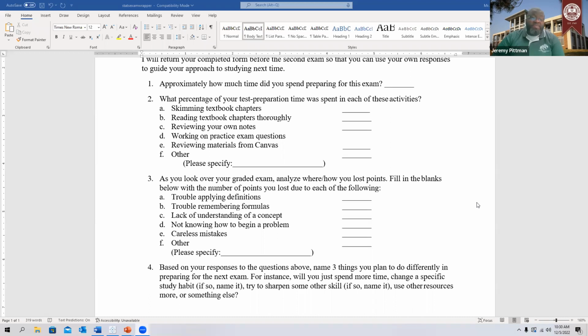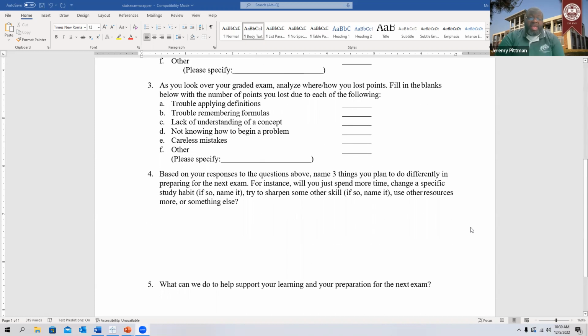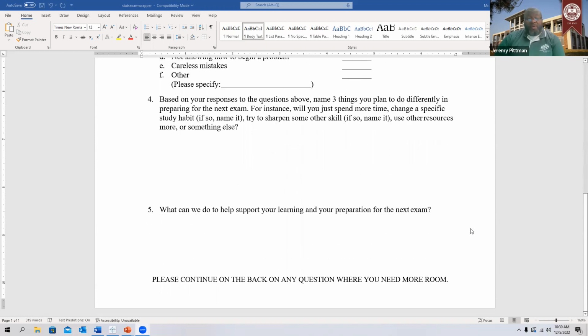But I do have students that say, hey, Mr. Pittman, I really don't know how to begin a problem. But once they get kick-started trying to solve a problem, then they end up being pretty good. And then question number 4 just simply says, hey, tell me those 3 things that you plan to do different on your next test. So there's the open-end analysis question.